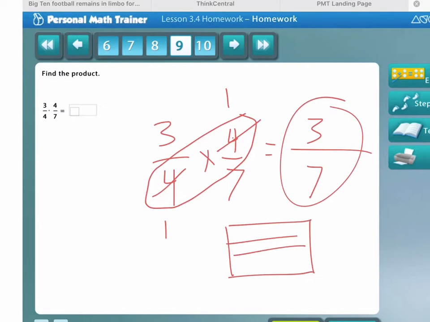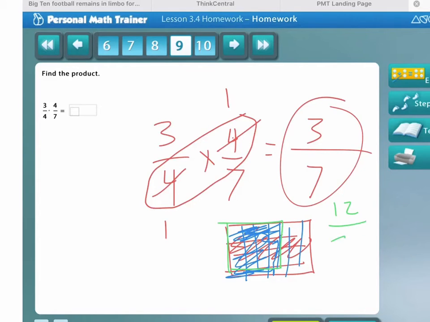You could do 3/4 this way by highlighting 3/4, and then you could do 4/7 the other way. 1, 2, 3, 4, 5, 6, 7, and you could do 4/7 that way, something like that. And then what overlapped, which would be this, you would count as your product. So that's not simplifying. You'd end up with 12/28 here, and then when you'd simplify that, you'd get to 3/7.